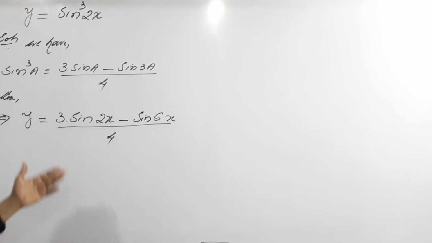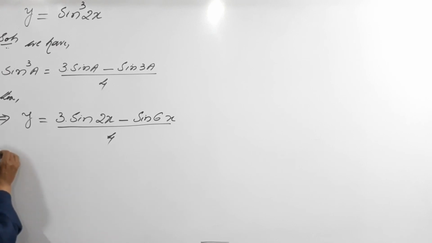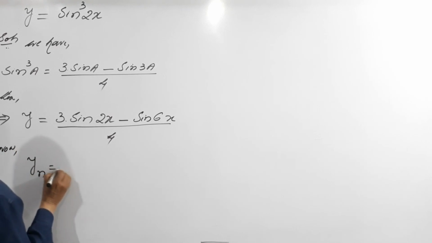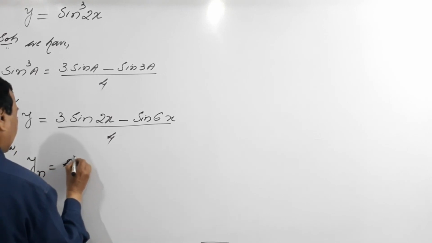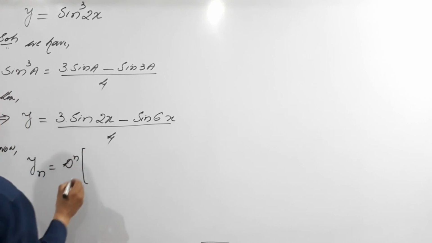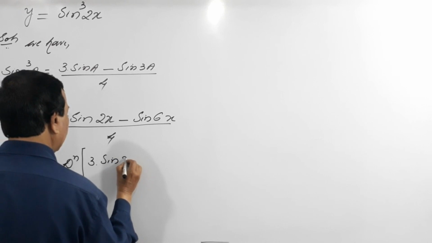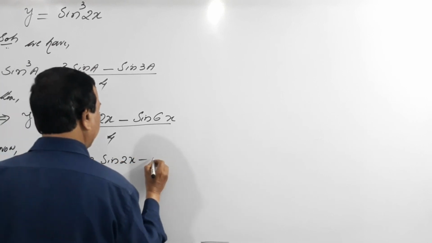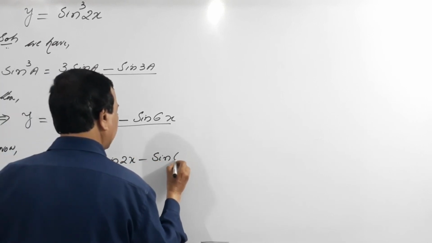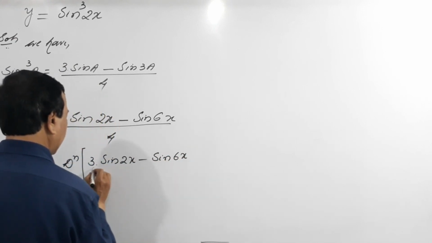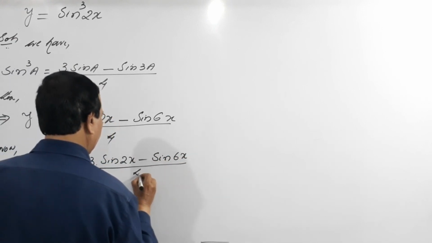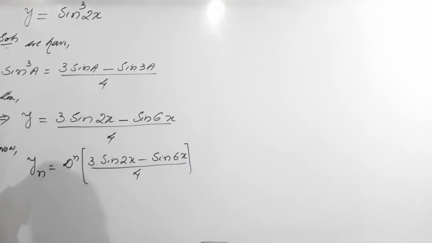Now as usual we can apply the nth derivative for this. So what shall we do? Straight away we will write yn equals dn of 3 into sin 2x minus sin 6x by 4. Done.